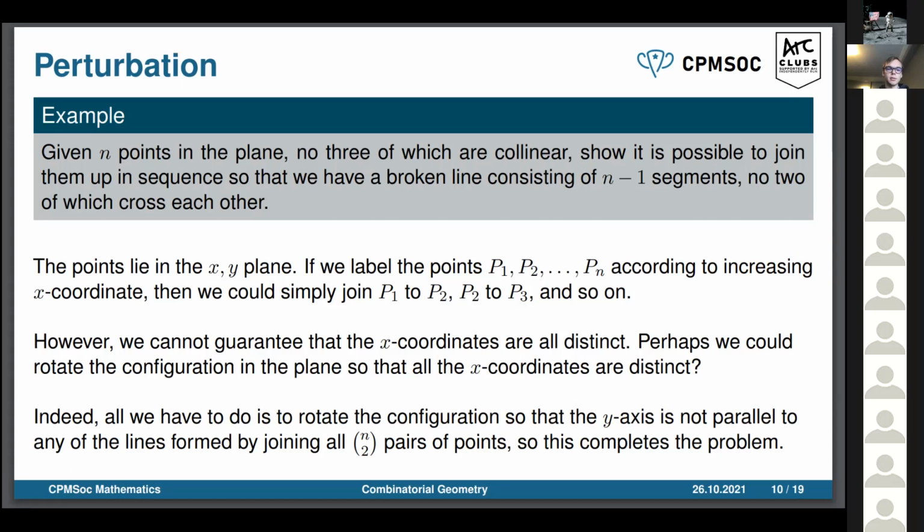And in that case, the polygonal path we get between the points, just labeling them in order of the x coordinate, is going to be very nice. It's going to be consistently increasing as we travel through the points. And this gives a very nice construction that satisfies the criterion we wanted.